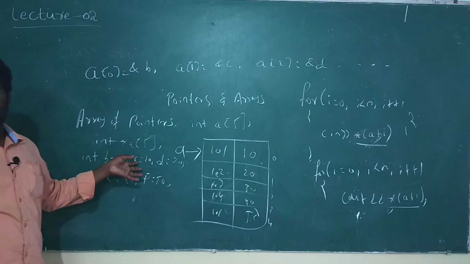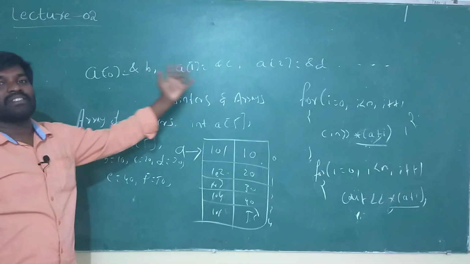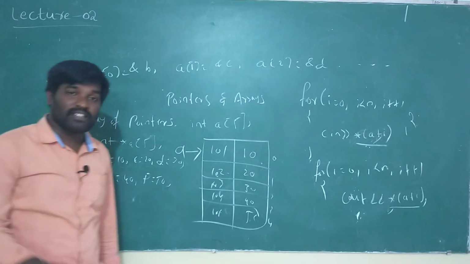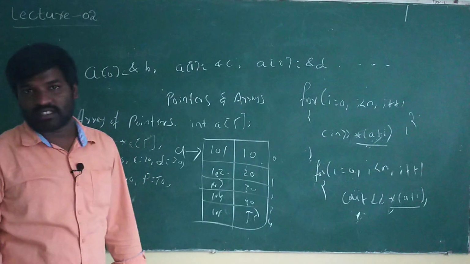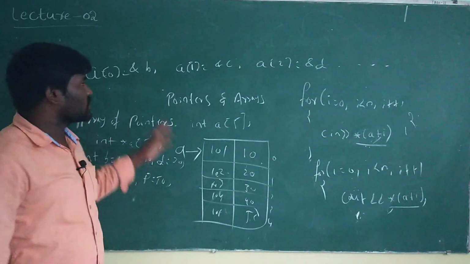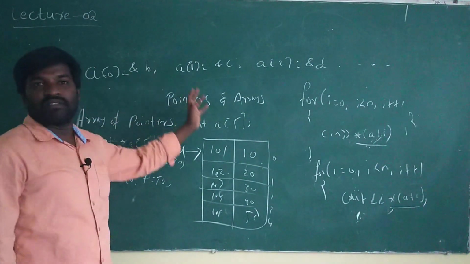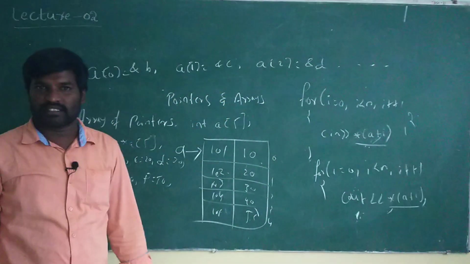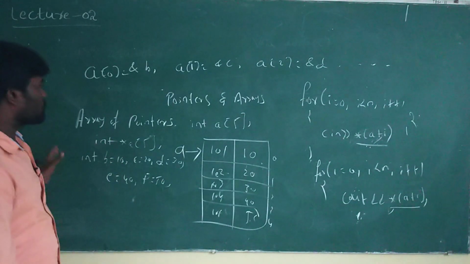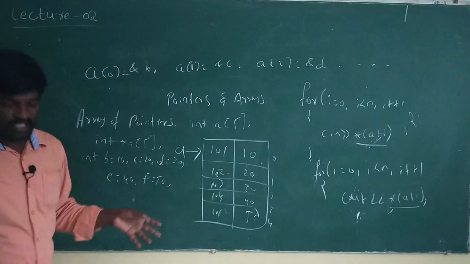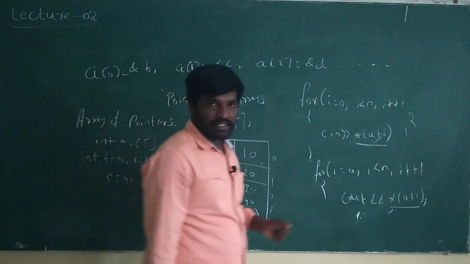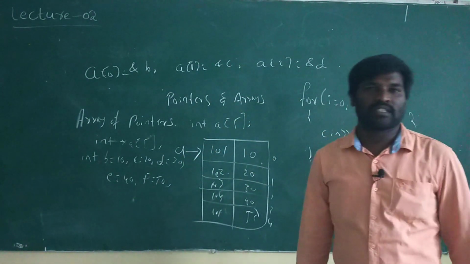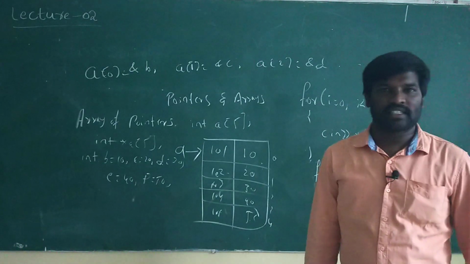If it is 5 variables, it is easy to store the addresses. If it is 100 variables, it is difficult to initialize the values. That's why we prefer pointers and arrays. Okay. So this is completely about pointers and objects, pointers and arrays, and array of pointers. In the next class we will discuss some more programs. Thank you.